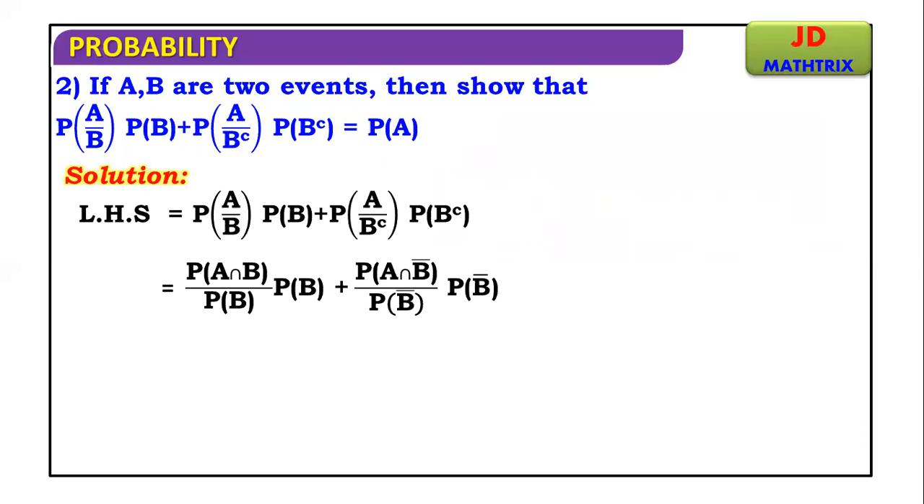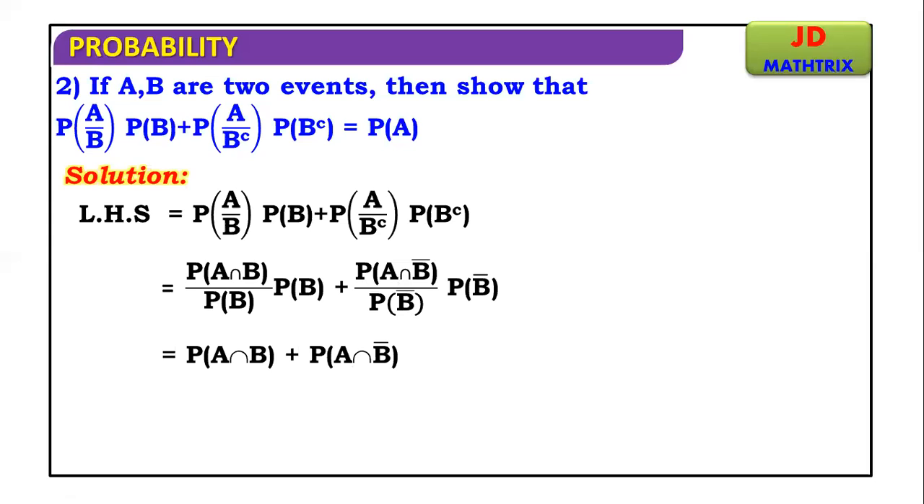According to the definition of conditional probability, P of A by B can be written as P of A intersection B by P of B, and write P of B as it is, plus P of A by B bar can be written as P of A intersection B bar by P of B bar into P of B bar, written as it is. So here P of B, P of B, P of B bar, P of B bar get cancelled. Finally, we get P of A intersection B plus P of A intersection B bar.